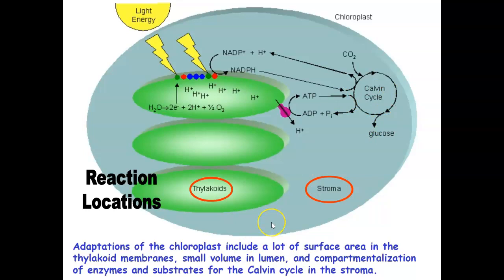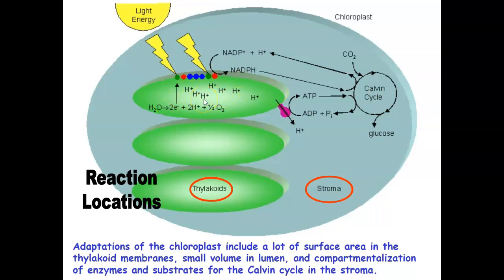We've talked about adaptations of the mitochondria, and the chloroplast is similar. It has a lot of surface area of the thylakoid membranes. This allows for more electron transport chains, which means more light reactions, which means more energy molecules to the Calvin cycle, which ultimately means more glucose to the plant.